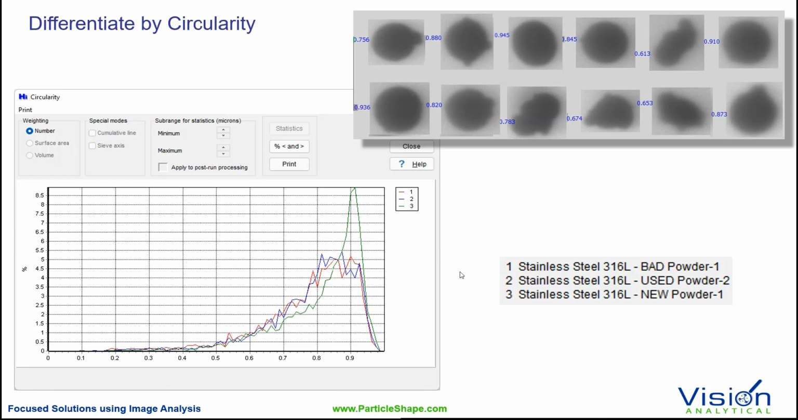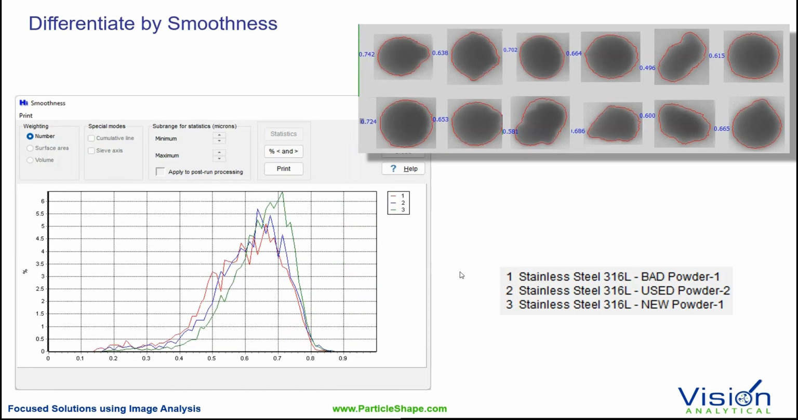Same thing with smoothness. In smoothness, we can also see that the brand new sample, the third one, the green one, is definitely smoother in nature, but as you can start seeing, the blue ones start moving a bit away, and then the red ones really go into a much lower smoothness number, which is apparent because we're getting a lot of particles that are less smooth. And again, this is independent of size.